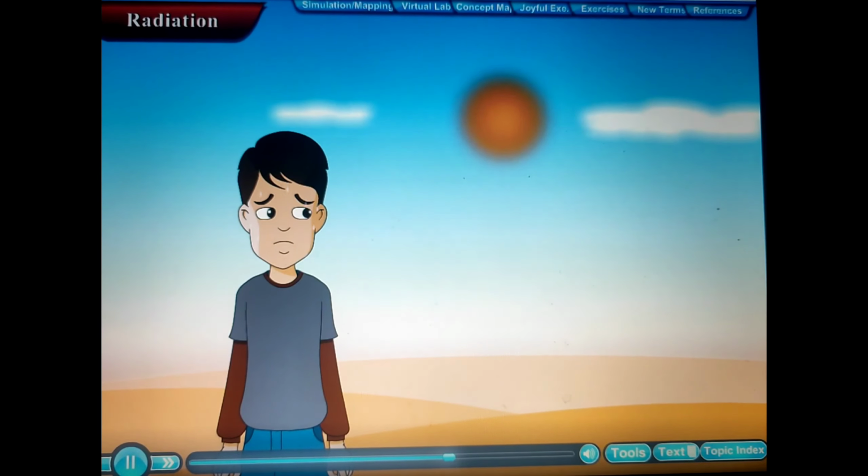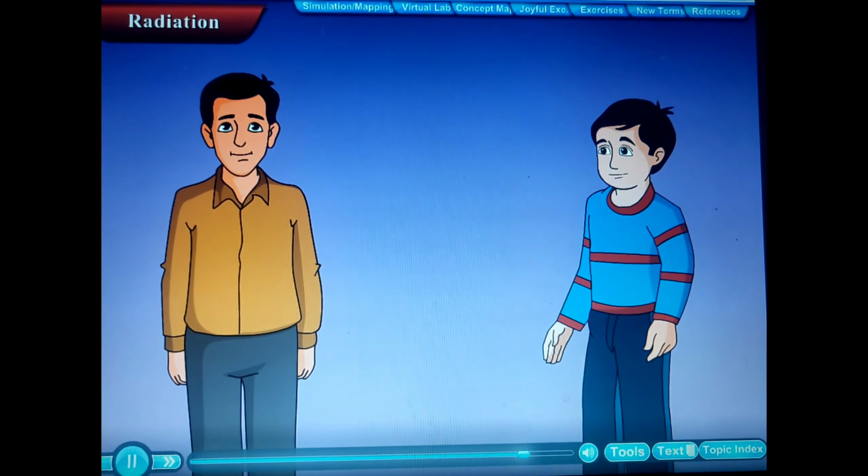We receive heat from the sun by radiation. Most of the space between the sun and the earth is vacuum. The heat from the sun reaches us traveling through vacuum. The heat energy transferred without the need of any medium is called radiant heat. Radiation is the process of transfer of heat from a hot body to a cold body without affecting the medium. Radiation needs no medium.